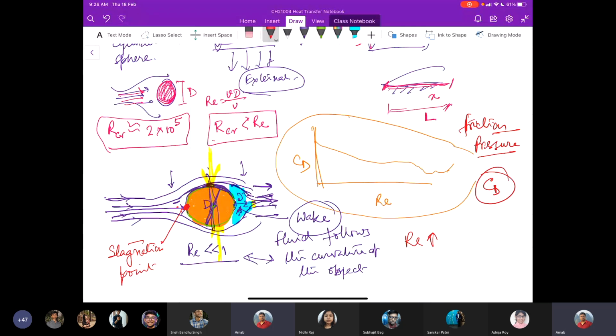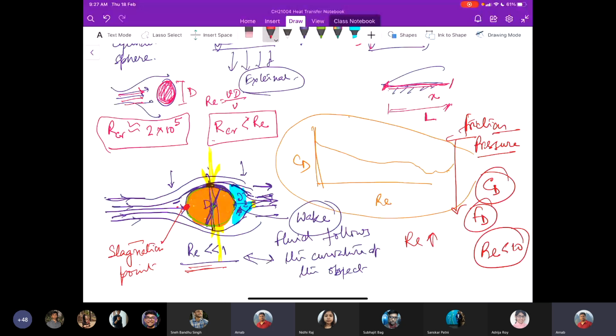Okay, so the drag force, if I write it as FD, primarily happens due to skin friction drag if the Reynolds number is low. The reason is that when the Reynolds numbers are low, the separation region is not far enough. At low Reynolds number, the boundary layer basically wraps around the whole body of the object.